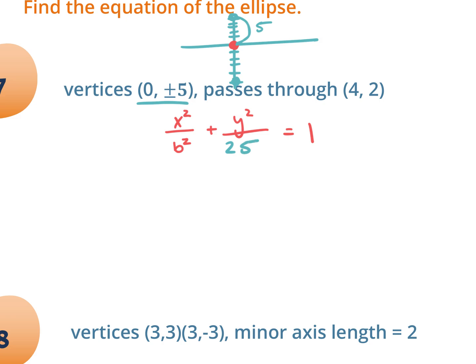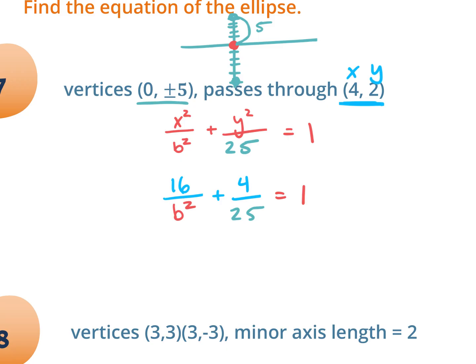Now this one's a little bit different because it doesn't give us B, it doesn't give us C, but it gives us a point. So since it gives us a point, this is going to be our X and Y that we're going to plug in. If we have an X and Y value, what are we solving for? B, perfect. That's the only other thing that's missing. So let's plug in our X and Y. So we have 4 squared would be 16 over, we don't know what B squared is yet, so we're going to leave that as B squared. Plus Y squared, 2 squared would be 4 over 25. Equals 1.